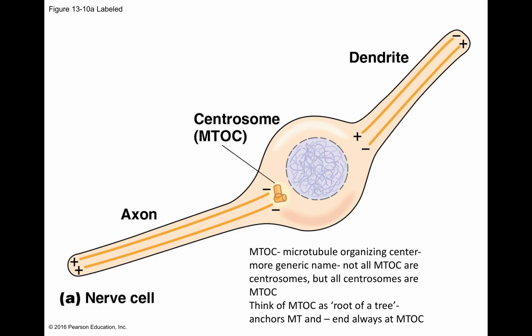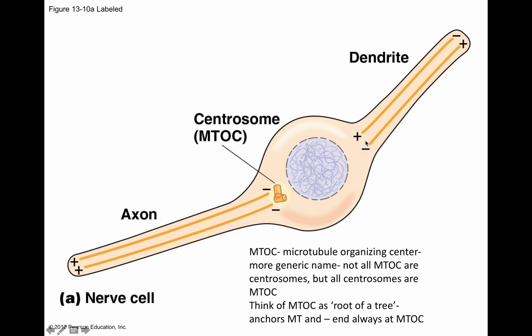And the centrosome is a microtubule organizing center. There's one on the side that forms an axon that has all the microtubules in the same orientation, that all the minus ends are toward the cell body, all the plus ends are away from the cell body.